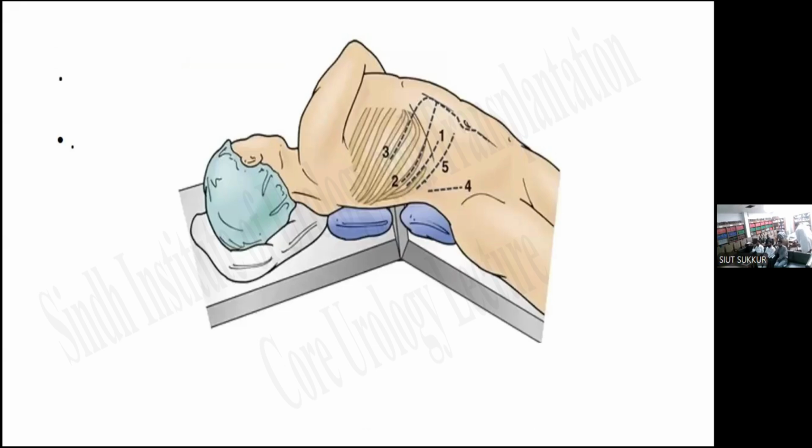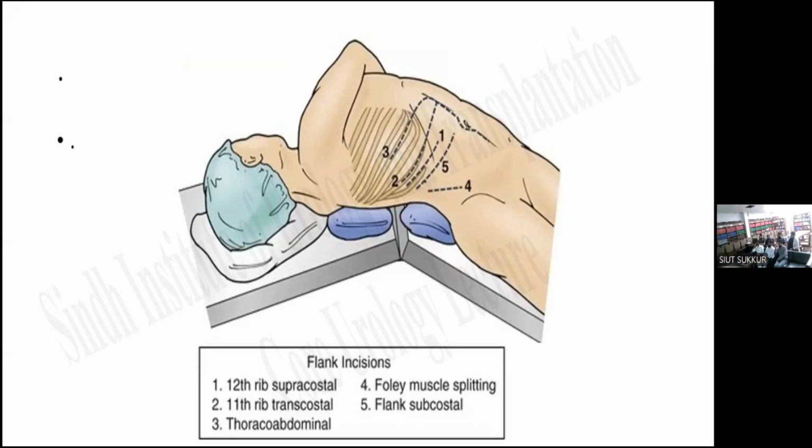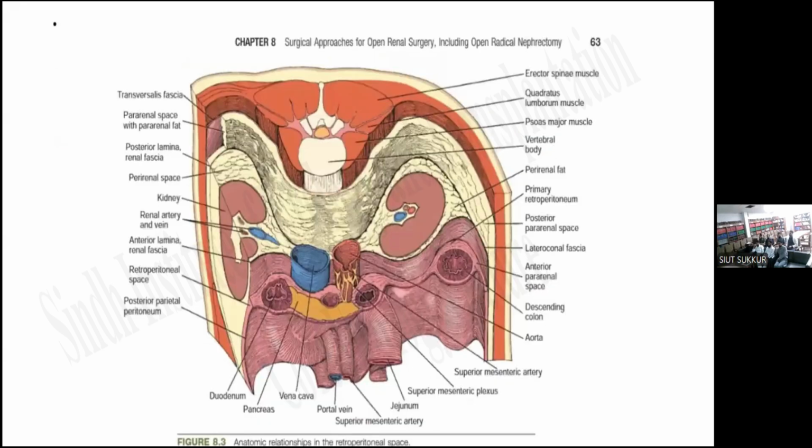This diagram shows the various flank approaches that we can use to reach the kidneys. These include the 12th rib supracostal, 11th rib transcostal, thoracoabdominal, muscle splitting, and flank subcostal incisions. Now we'll talk about the basic anatomy of the retroperitoneum. This is an oblique view of the retroperitoneum showing various structures.